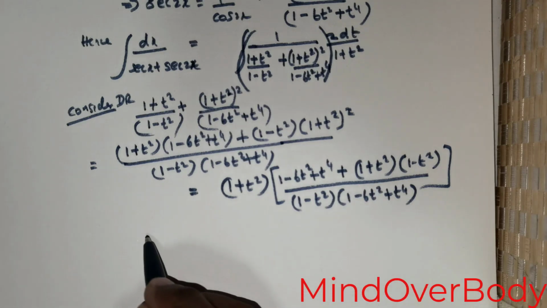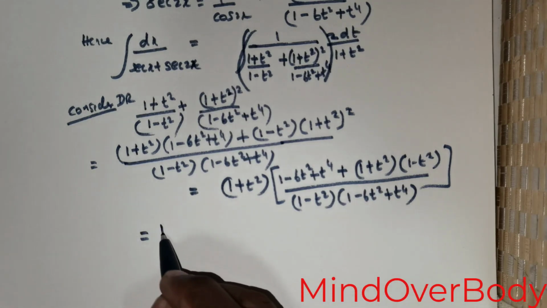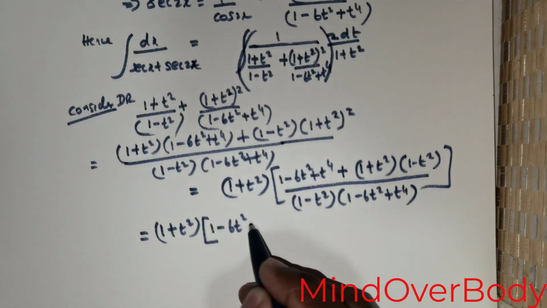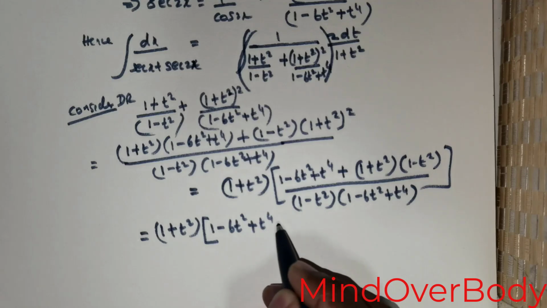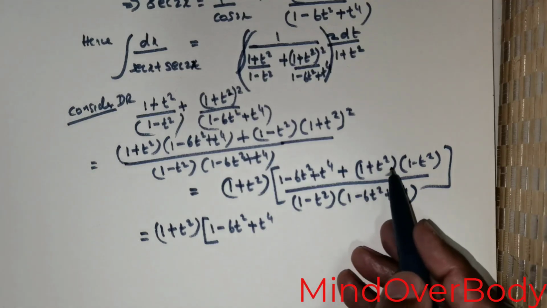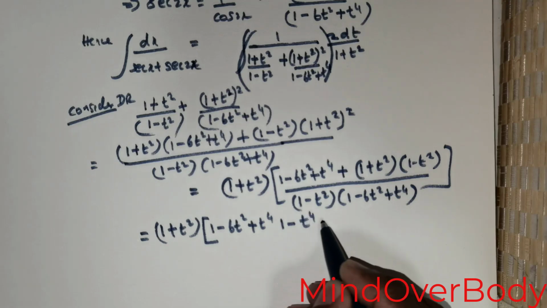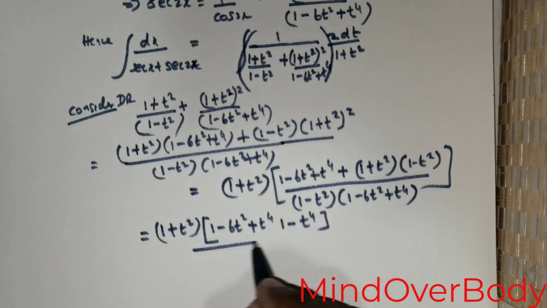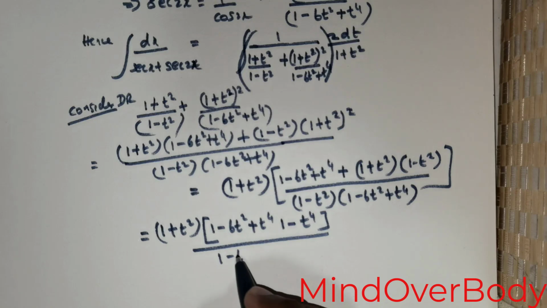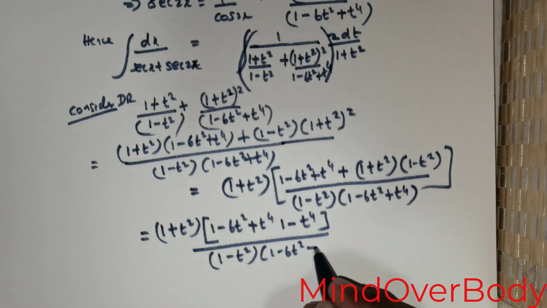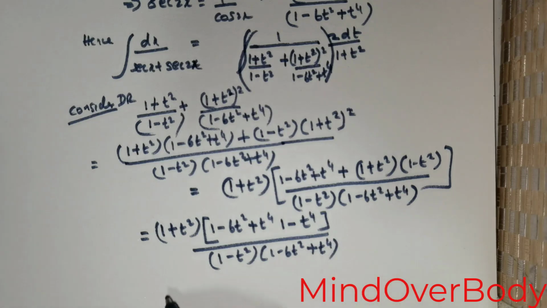So this is equal to (1 + t²) times (1 − 6t² + t⁴). Now this is (a + b)(a − b), so that would give me (1 − t⁴) divided by the denominator (1 − t²) times (1 − 6t² + t⁴). This is what I've got.